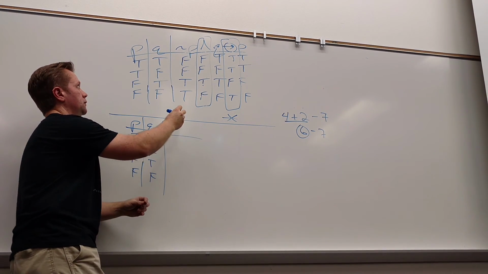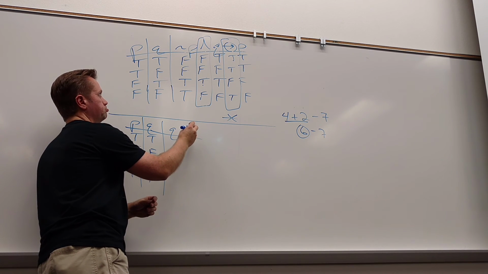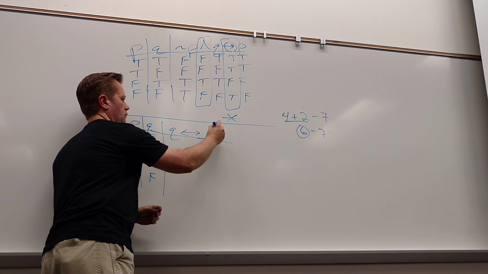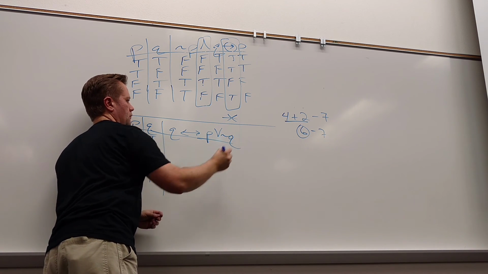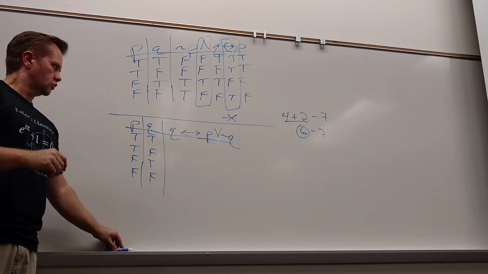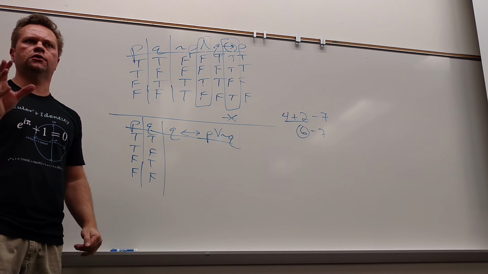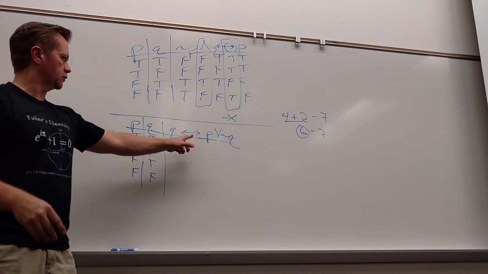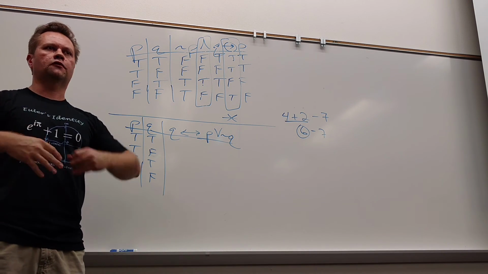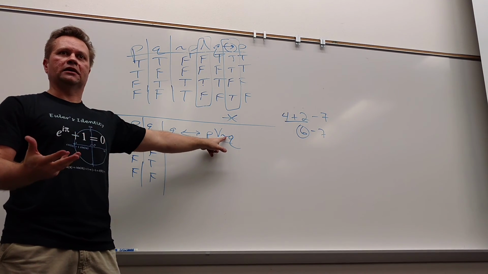All right, let's see. What about here? So under which symbol will my answer show up? What's the last thing I'm going to do? The double arrow. So my answer is going to show up here because that's the last thing I'm going to do. What's the first thing I'm going to do? The not. I like it.